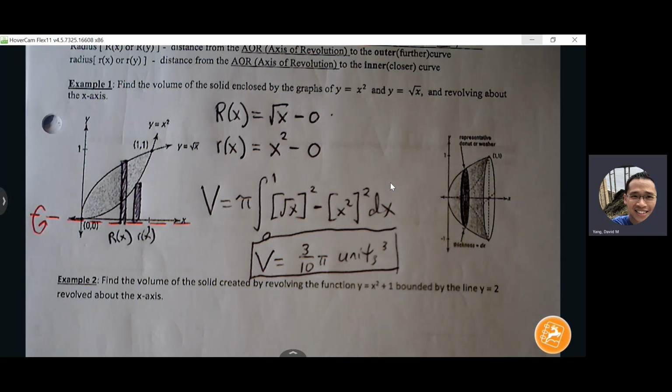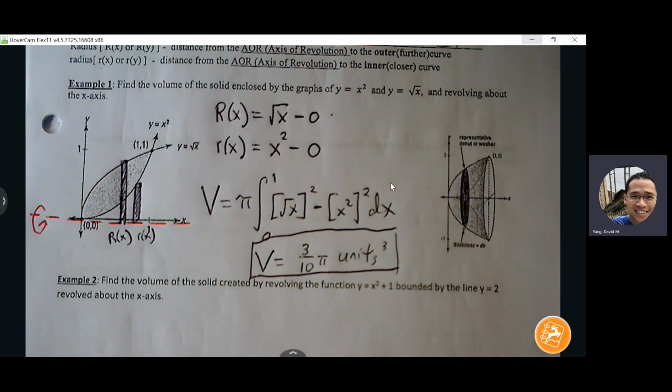The two biggest issues that I see students make with washer method: one is the formula, memorizing it incorrectly. Sometimes students want to just subtract the big R, little r together and then square it all at once. So we have to make sure we square them separately.